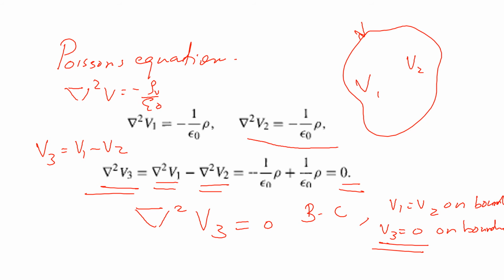If the minima is 0 and the maxima is 0, then everywhere inside also the value of V3 will be 0. If V3 is 0 everywhere, that means V1 minus V2 equal to 0, or everywhere inside the volume V1 equal to V2. So the potential inside the volume is uniquely determined. That is V1 equal to V2, and that will be the same as the value on the surface. This is the first uniqueness theorem applied to Poisson's equation also.